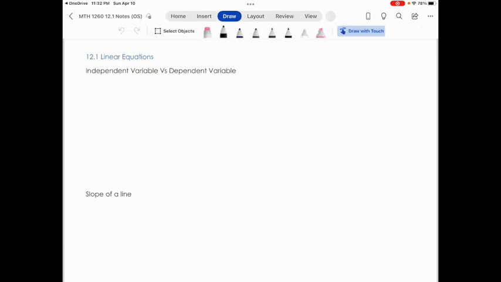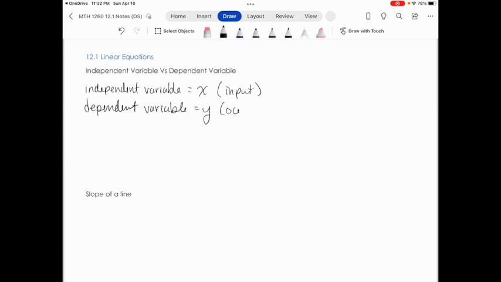Okay, so the first thing we're going to review is independent variable versus dependent variable. The independent variable is our x, or our input. The dependent variable is our y, or the output.